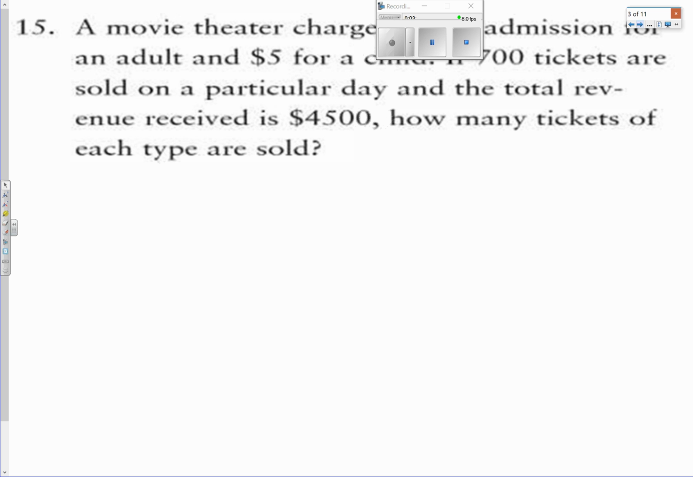700 tickets altogether are sold. So we know that the children and the adults altogether is going to be 700 tickets, right? So we can call it two different things. We can go ahead and say A is adults and C is children. So we know altogether that A plus C is equal to 700. So that's what I got from that line. And then it's $7.50 for each adult, so that's going to be 7.50 for each adult plus the children, which is $5 for each child. Altogether, they're telling us that it's going to be equal to 4,500.